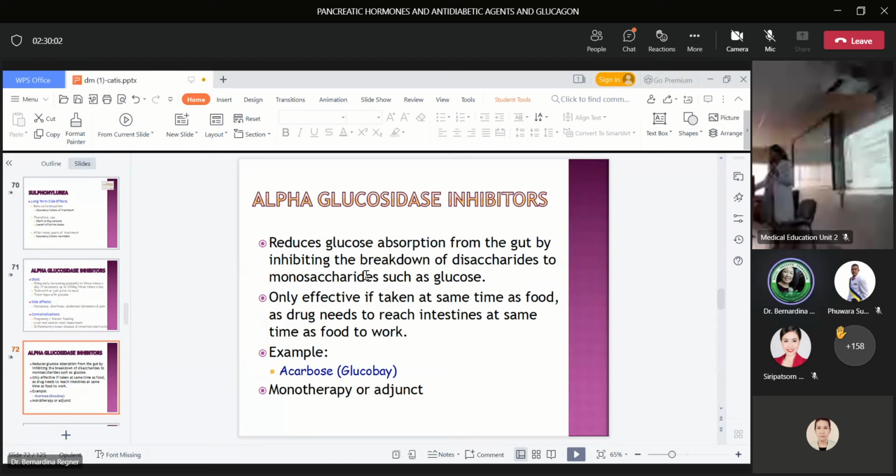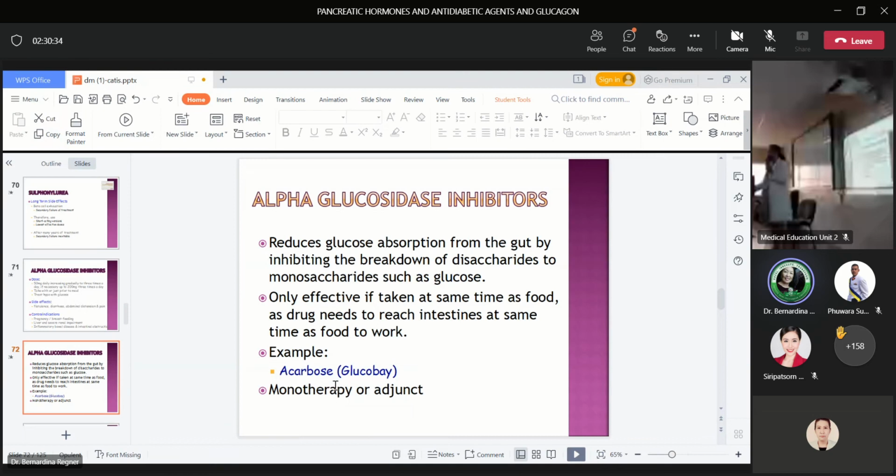Glucose is a monosaccharide, right? Okay, so it will inhibit the breakdown of disaccharide to monosaccharide. So therefore, it will just stay as disaccharide, so it will be eliminated in the gastrointestinal tract. It will not be absorbed in the GIT. Only effective if taken at the same time as food, as the drug needs to reach the intestine at the same time as food to work. Example is acarbose, marketed as Glucobay.